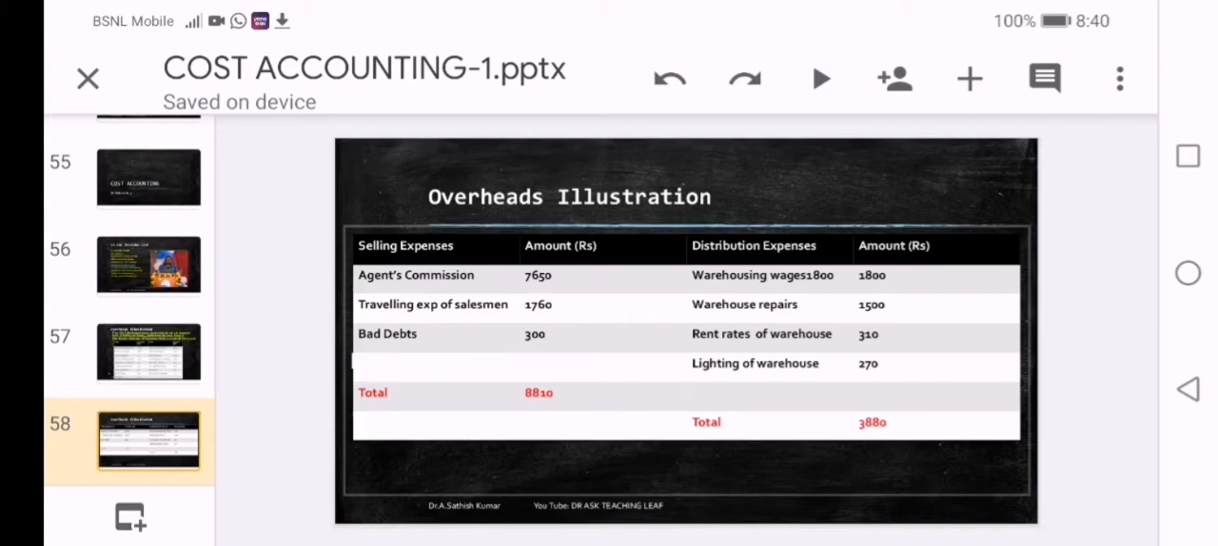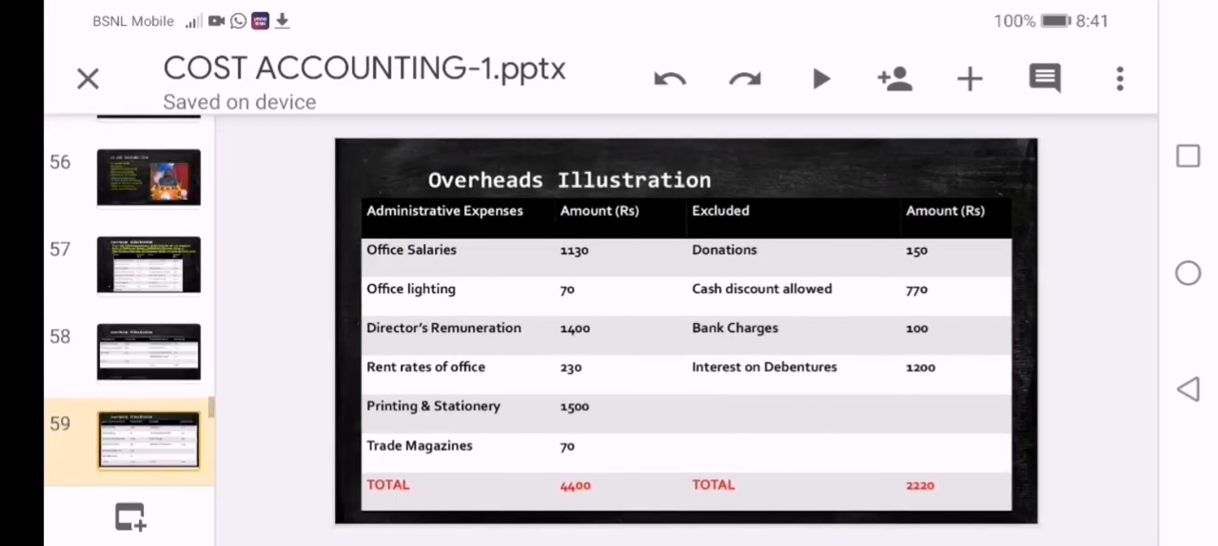Let us take one after the other from the question. In the question, very first item is interest on debentures. So interest on debentures, as I said earlier, it is not a cost related to production, it is a finance related expenditure. So under the heading of excluded costs, excluded expenses, now you can keep that I have written here: interest on debentures 1200.